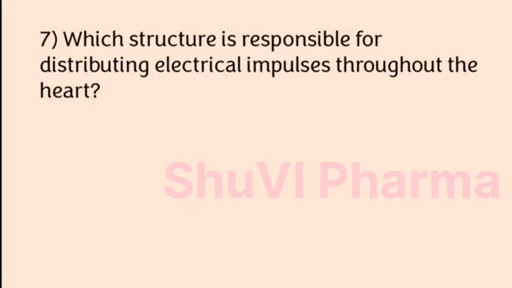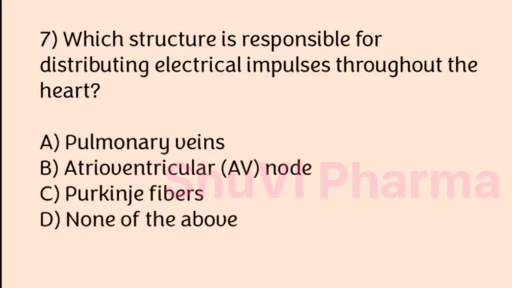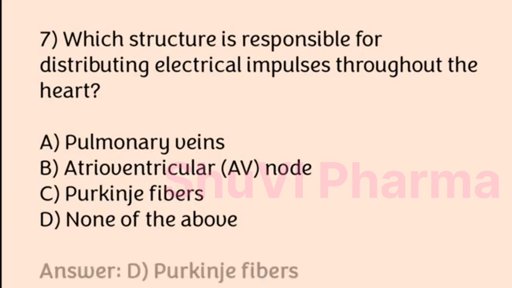Which structure is responsible for distributing electrical impulses throughout the heart? Pulmonary veins, atrioventricular AV node, Purkinje fibers, none of the above. The correct answer is option D, Purkinje fibers.